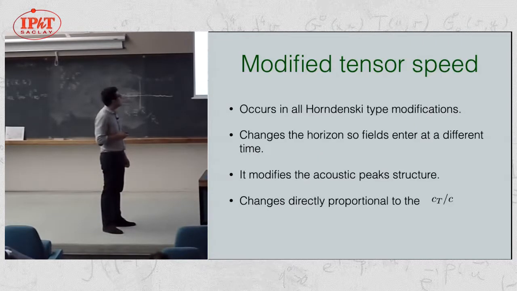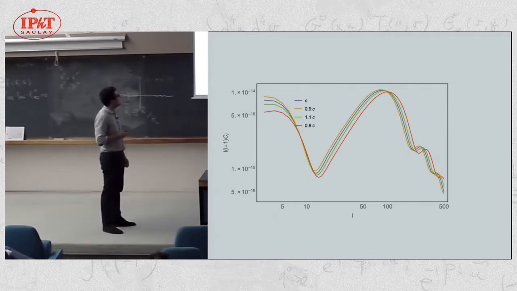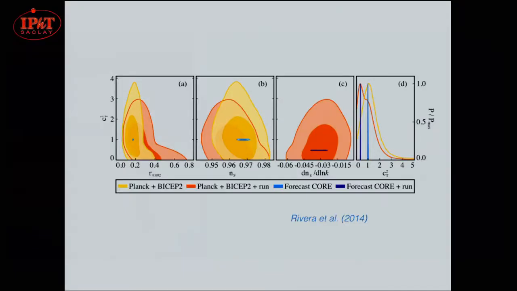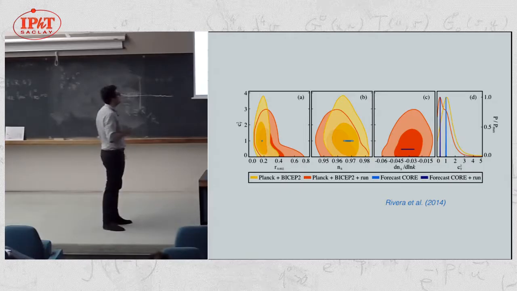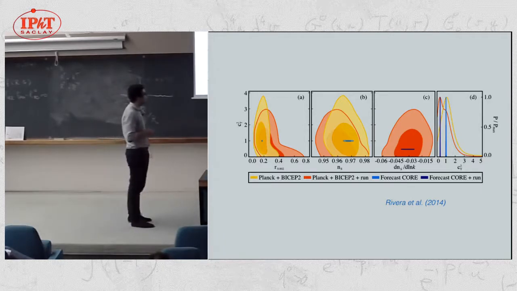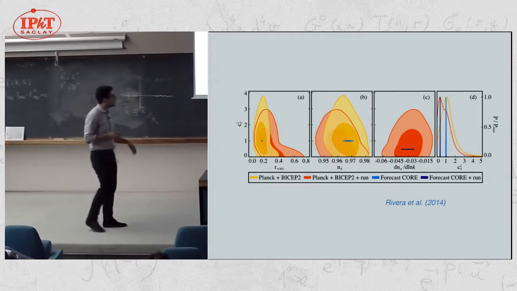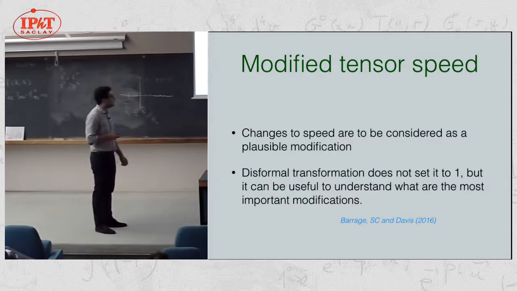So we have that it modifies the acoustic peaks. This is for the B modes. Then one can try to constrain the difference in speed by using these things, which one finds is very small, but still some scenarios could be done. Also interesting, one tried to do something called a disformal transformation, which is a change of coordinates, to see what it means to have this kind of effect.